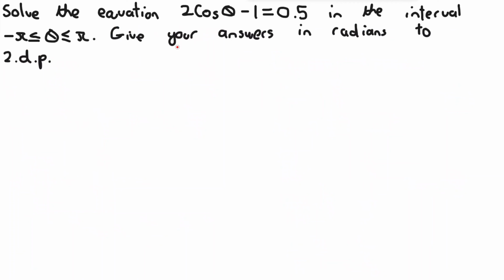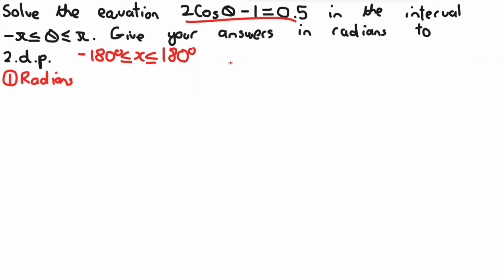So here's another example where we need to solve the equation 2 cos theta minus 1 is equal to 0.5 in the interval minus pi to pi. So in degrees, that's minus 180 degrees to 180 degrees. So this is the last example in which I'll do both methods. Firstly, you can work directly in radians if you're comfortable with radians. So this is the equation that we need to solve here. So it's 2 cos theta minus 1 is equal to 0.5.